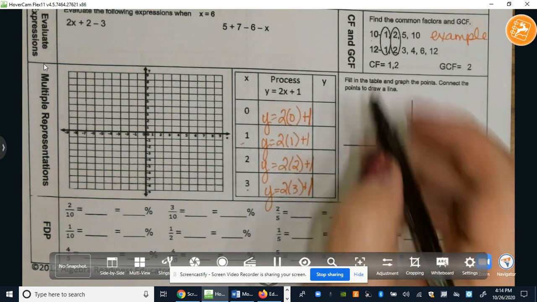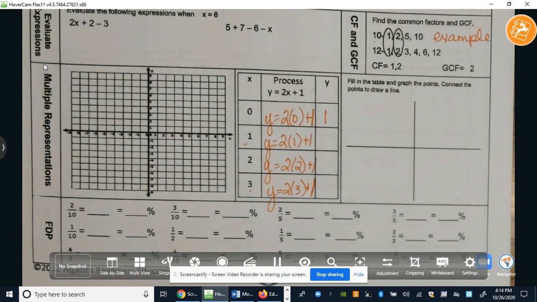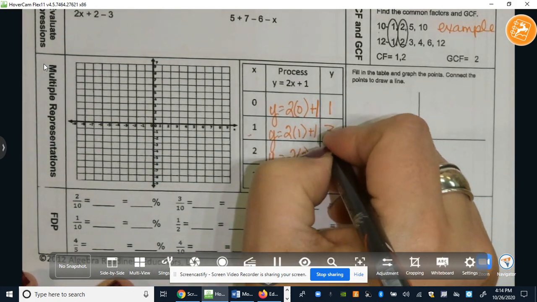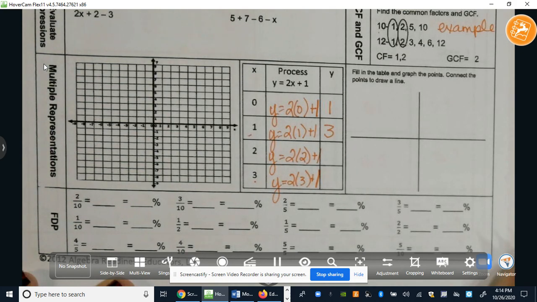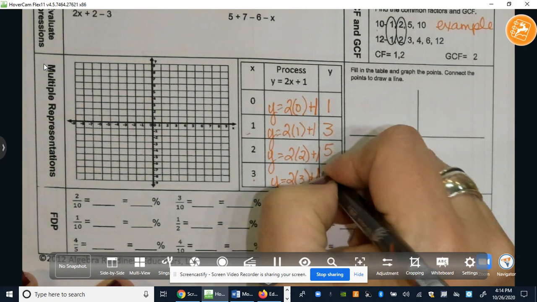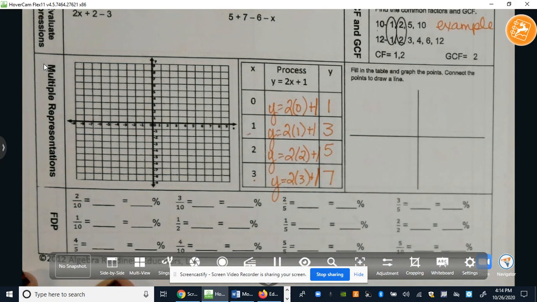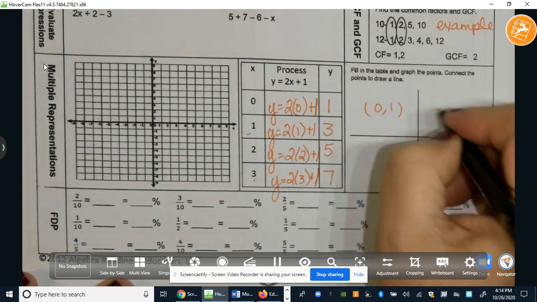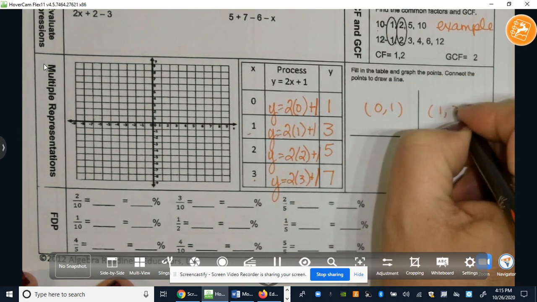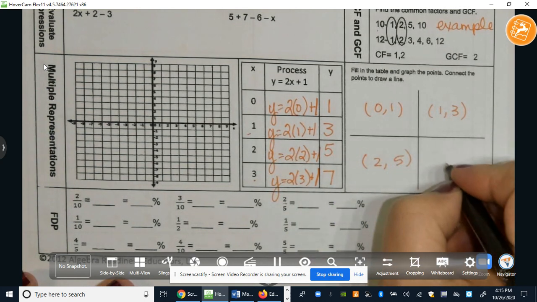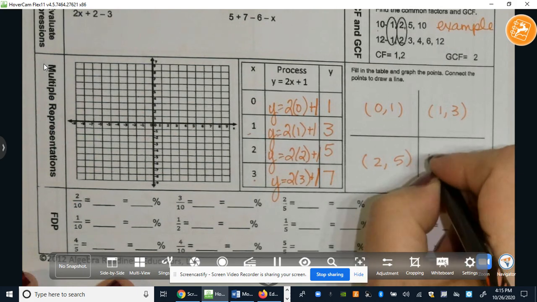So 2 times 0 gives me 0, plus 1 is 1. 2 times 1 is 2, plus 1 gives me 3. 2 times 2 is 4, plus 1 is 5. 2 times 3 is 6, plus 1 gives me 7. Okay, so then I'm going to make my ordered pairs over here. So I have (0, 1), (1, 3), (2, 5), and (3, 7).